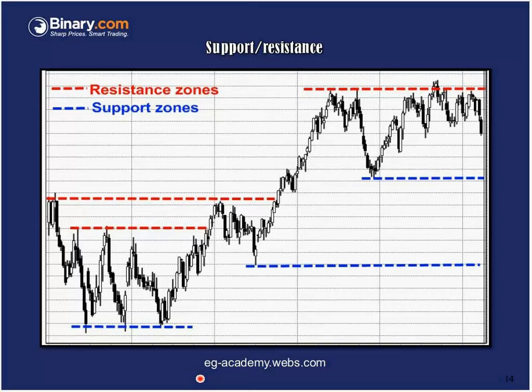It's important to note that when a key support level or zone is penetrated on the downside, that level or zone will likely become key resistance. So support becomes resistance. Likewise, a key resistance level or zone that's penetrated on the upside will then likely become a key support level or zone.